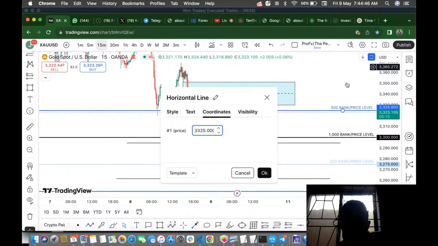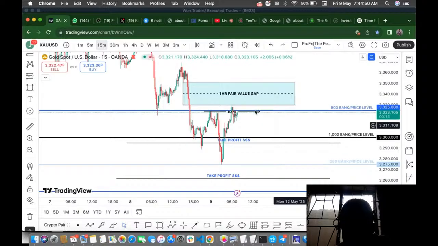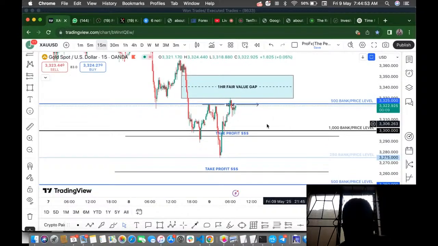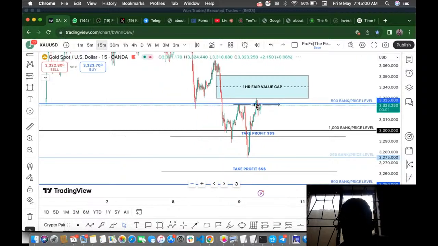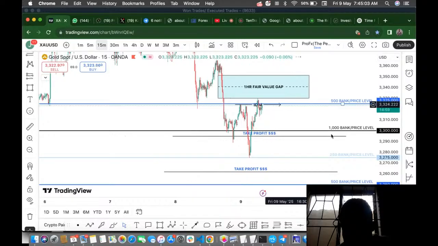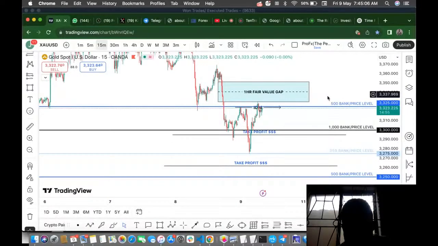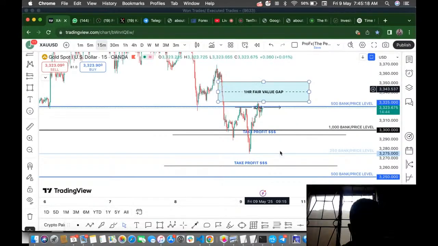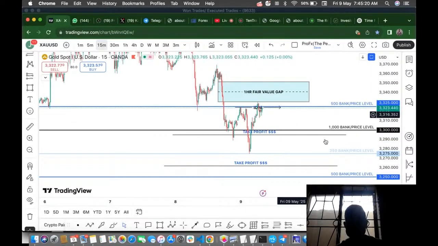So I strongly believe that gold will get to this 250 bank level. All right, how do I know? From my level to level, color to color. I have one secret also: if price is leaving a color blue, it's going to the next color blue. So bank levels always match themselves. If it leaves a 1K bank level, next 1K bank level. If it leaves a 500 bank level, next 500 bank level. If it leaves a 250 bank level, next 250 bank level. That's the secret. I'm giving you secrets for free.